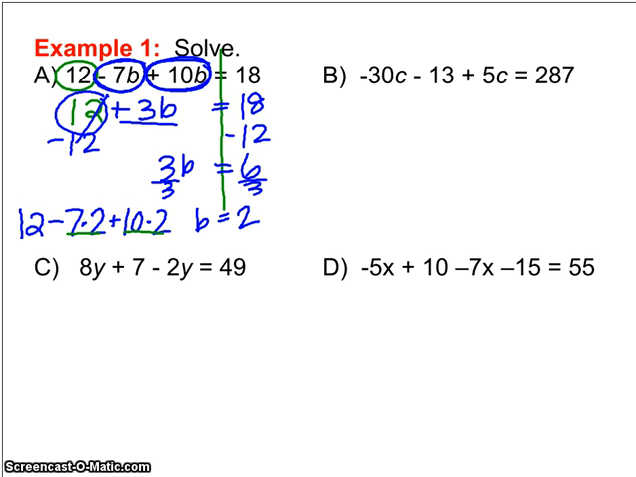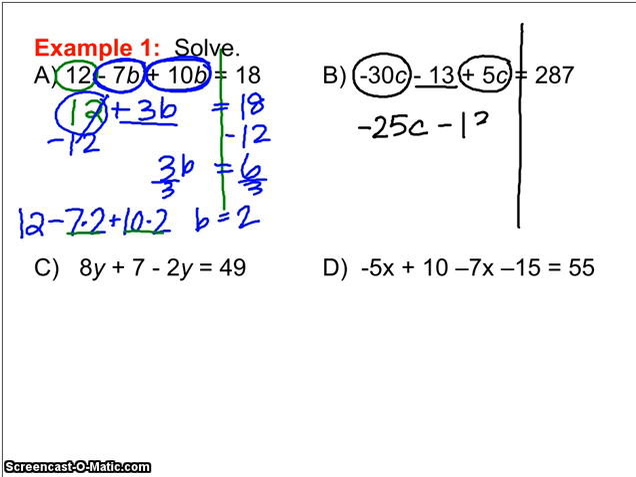Take a look at letter B. Again, I'm going to focus on the side that has my variable. I see some c's, so I'm going to go ahead and circle all of my terms that have a c, again including the sign in front. So I have negative 30 c's and 5 positive c's. When I combine those, I'm left with a negative 25c. And again, 13 is just left here all on its own, nothing to combine it with, so I just go ahead and bring it down.